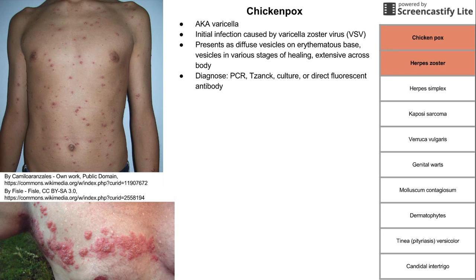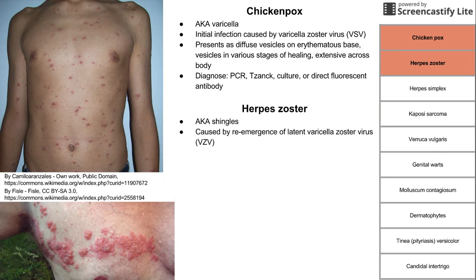You can diagnose chickenpox with PCR, with a Zank prep, with a culture, or with a direct fluorescent antibody. However, to differentiate chickenpox from other herpes viruses, you want to use a direct fluorescent antibody, or PCR is probably the diagnosis of choice. Zank prep cannot differentiate between chickenpox and herpes simplex, and we'll see more of that in a second.